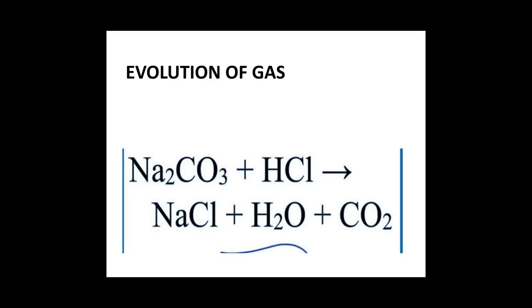Next, evolution of gas. Chemical reactions which involve the evolution of gas. This is an example of a chemical reaction which evolves gas. Sodium carbonate, when it reacts with hydrochloric acid, forms sodium chloride, water and carbon dioxide. Carbon dioxide is a gas. So this chemical reaction, formation of NaCl by sodium carbonate and HCl, also involves evolution of gas.